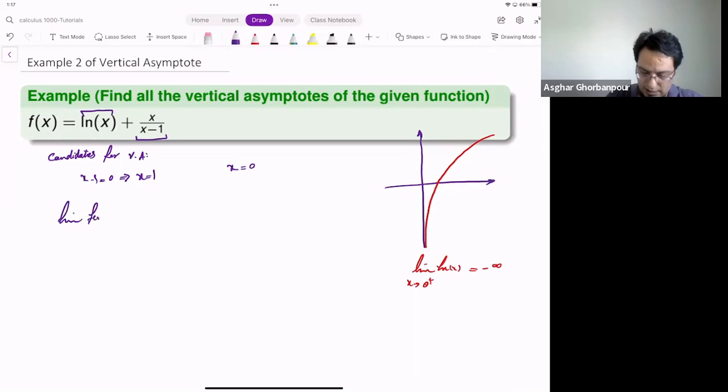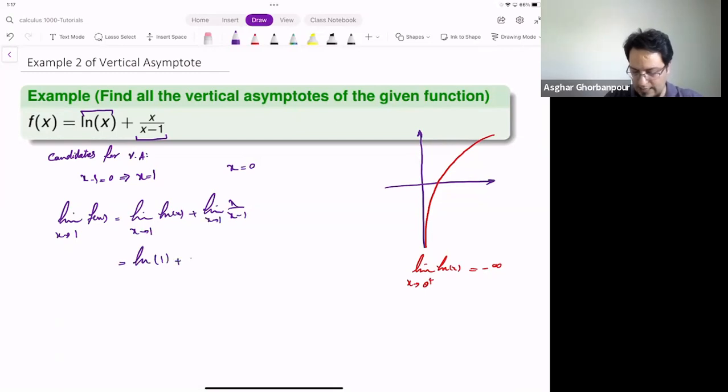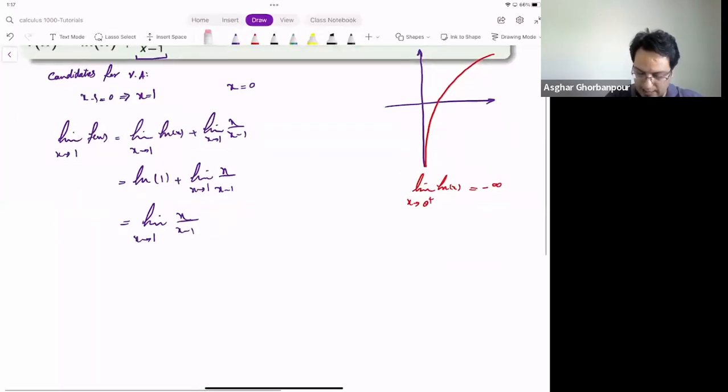Limit of the function as x goes to 1. This is the limit of ln x plus the limit of x over x minus 1 as x goes to 1. This is nothing but ln 1, and here I have to work a little bit. Ln of 1 is 0, and this would just give me x over x minus 1 as x goes to 1. From here, you see there is a 1 over 0, so this is an infinite limit. I know this one, but I'll do a little bit more work.